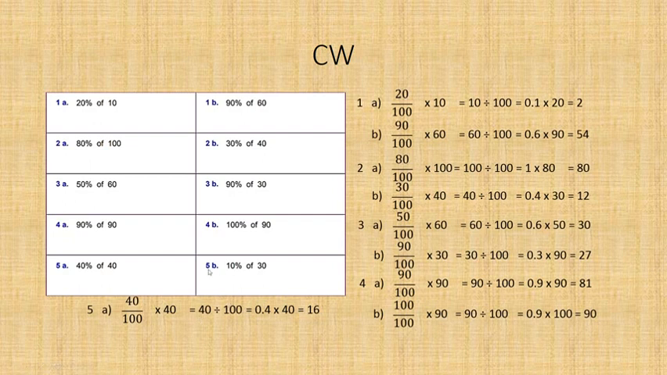Okay, so question number 5b, it's 10% of 30. So 10% means 10 over 100 times 30. So 30 divided by 100 is going to be equal to 0.3, and take this 0.3 multiplied by 10, which is going to be equal to 3.